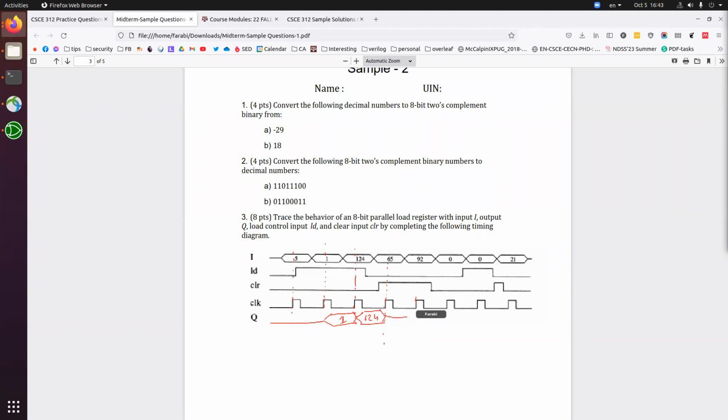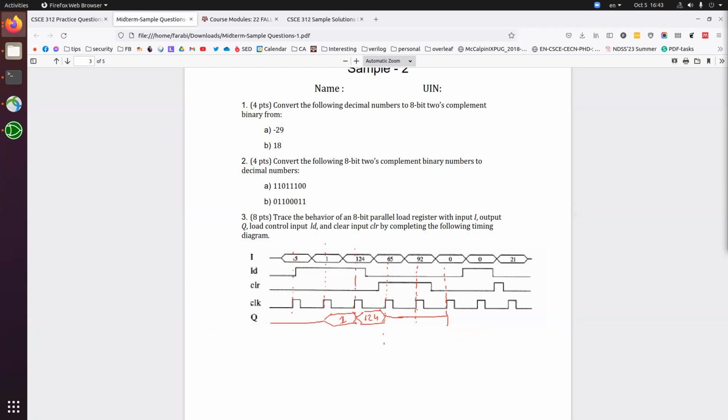At the next rising edge, we'll again check. Clear is 0, load is 0. So the data should be again 0. You understand what I'm doing here? Cool. If you have any questions, let me know. I can try to solve that.